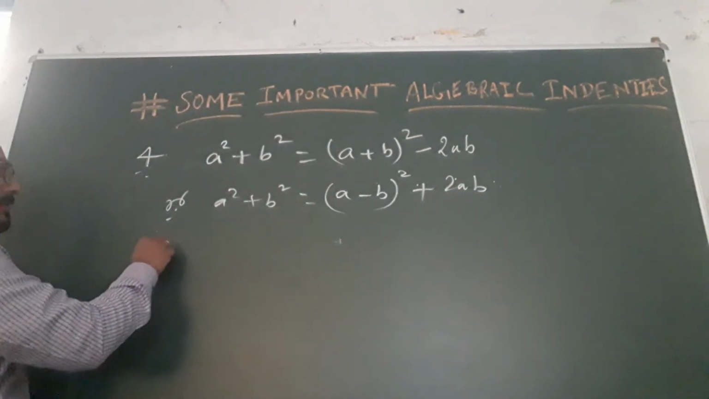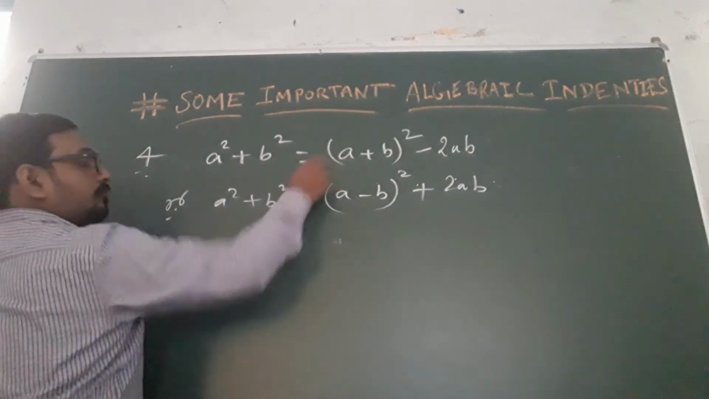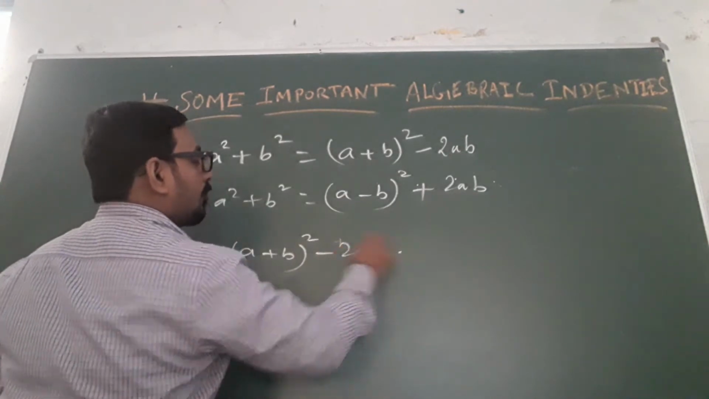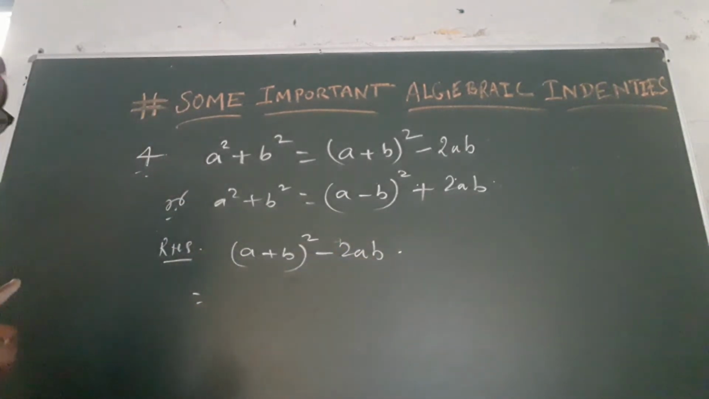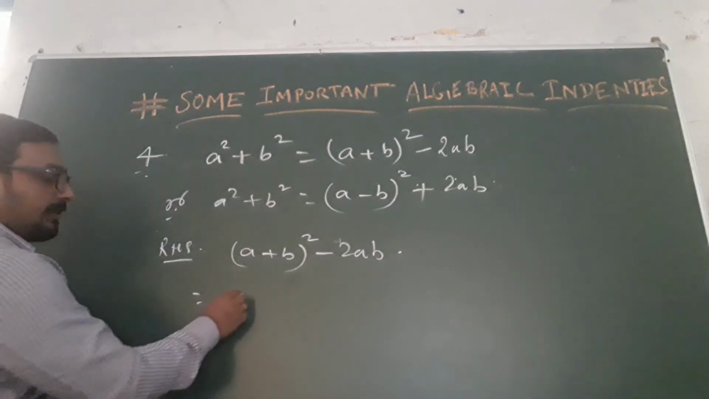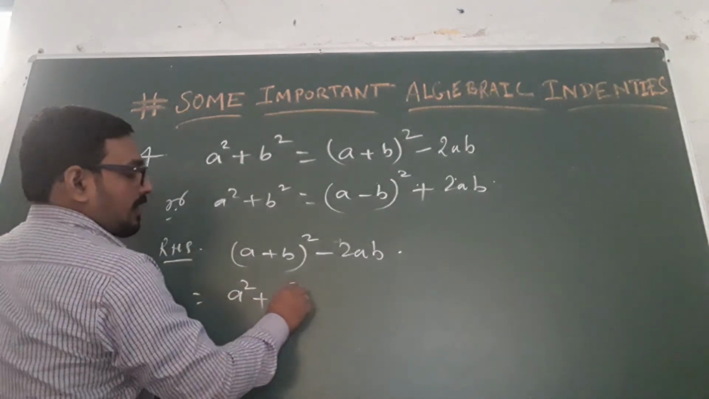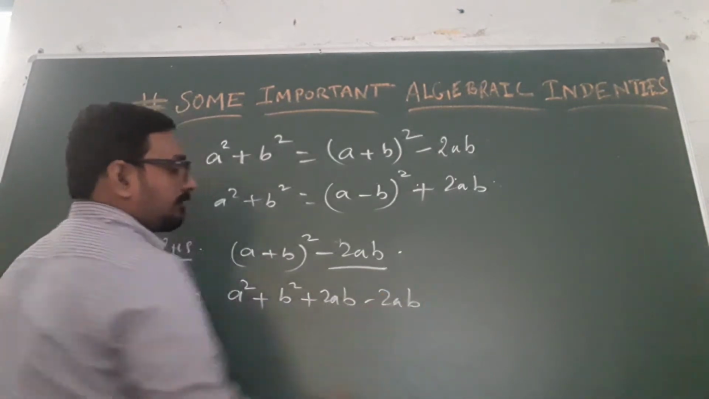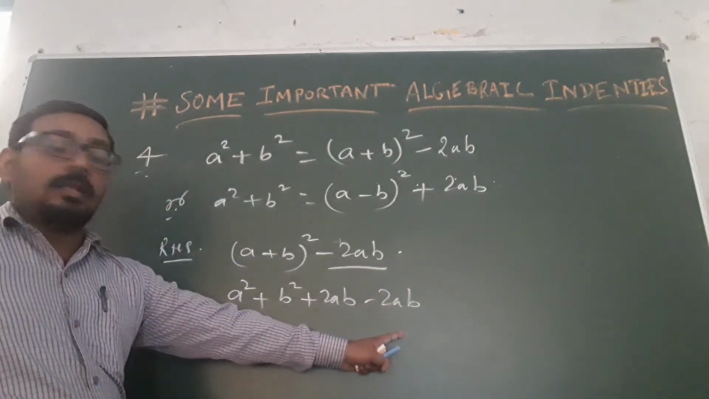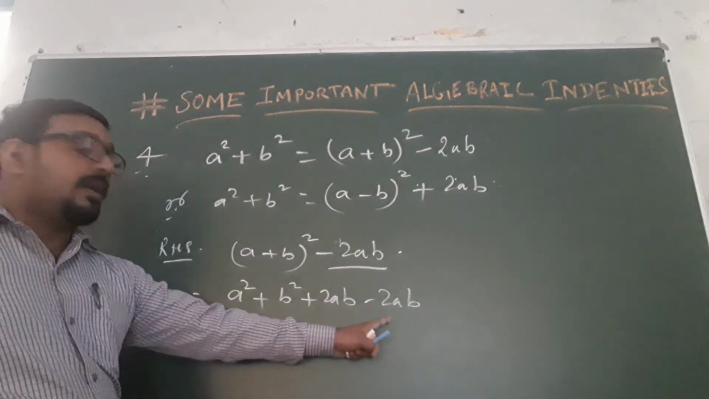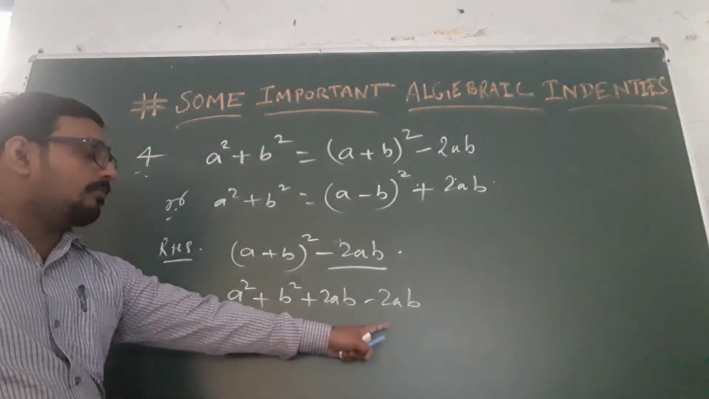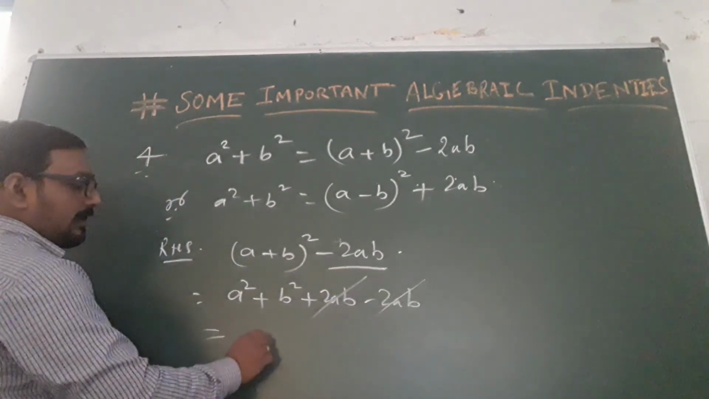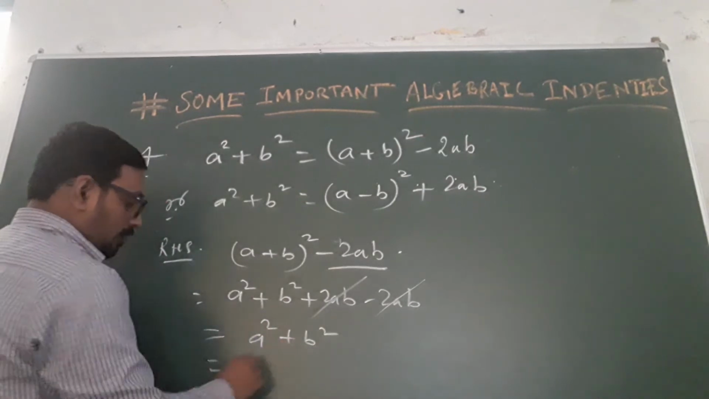You take the RHS of the first one. The first one's RHS is a plus b whole square minus 2ab. So from formula number 1, a plus b whole square, you know the result is a square plus b square plus 2ab, and here minus 2ab. So these two are like terms, 2ab minus 2ab, they have equal values but different signs, so they cancel out. Then the result is a square plus b square, which is your LHS.